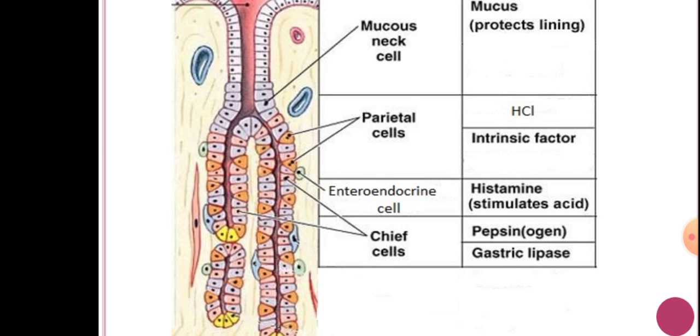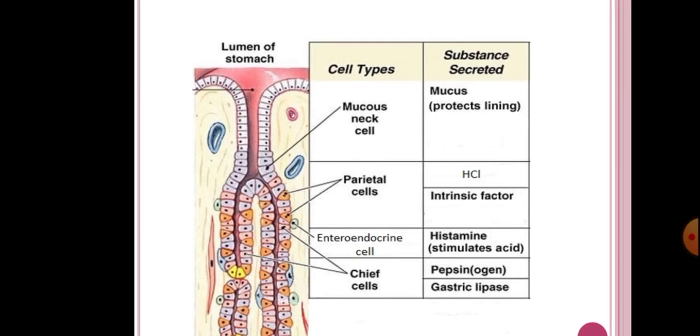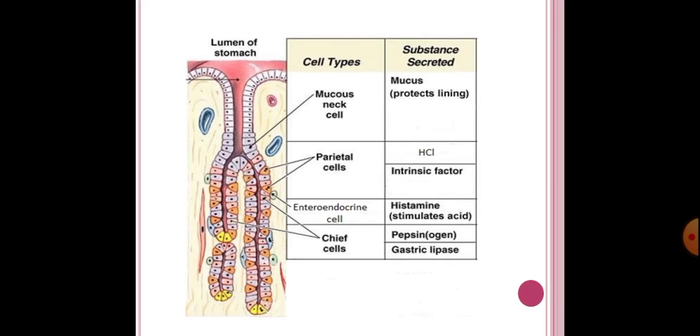Then there are chief cells. Chief cells secrete the pepsin and gastric lipase. Then other than these cells, there are also enteroendocrine cells which secrete the specific hormones, that are called gastric hormones, which also play a role in the process of digestion.